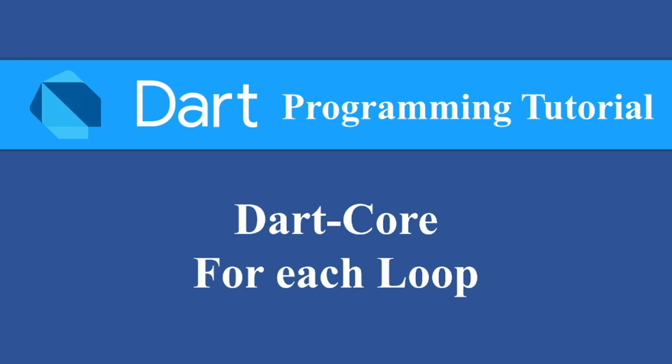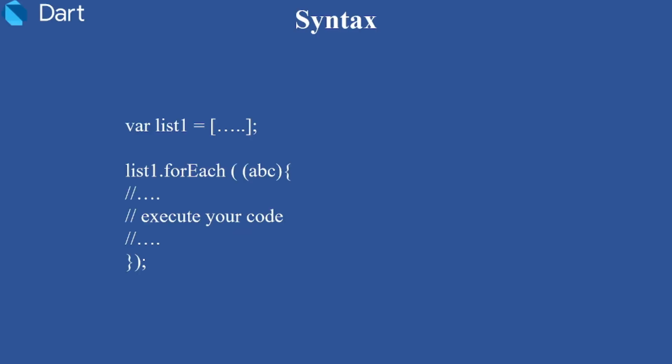In this tutorial, we will discuss the for each loop. So here is the basic syntax for each loop. We can use a for each loop when we need to process data from a list. We can see in this syntax, here we declare a list, and using this list, we use the for each loop here, and here we can see a parameter abc. I will explain this parameter while we do the coding. So let's start the coding section.